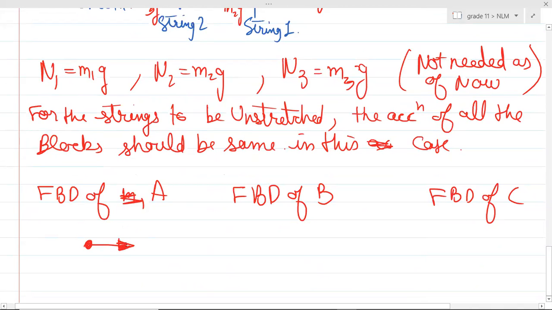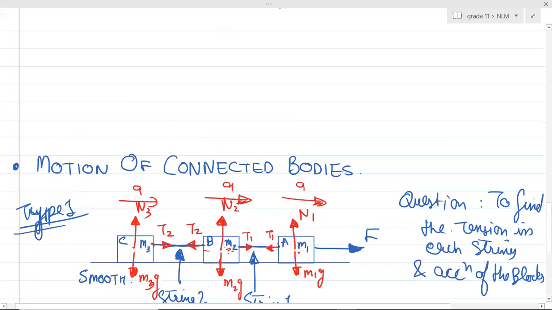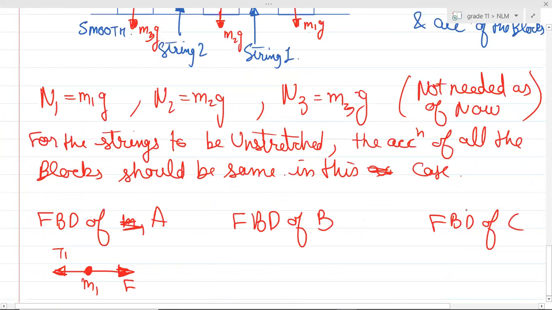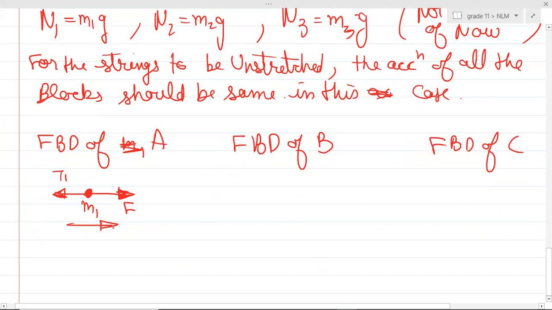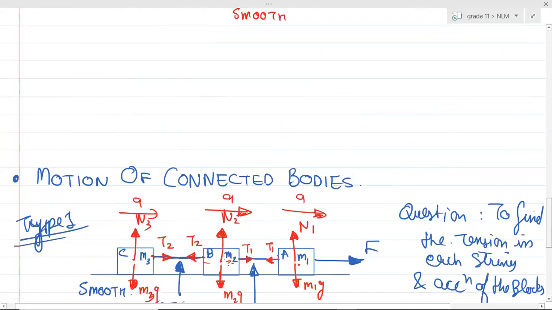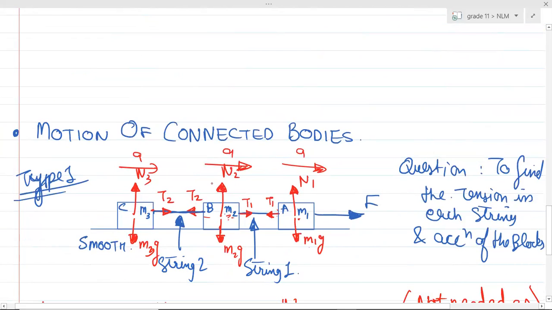So on the block of mass M1, F is acting towards the right, and T1 is acting towards the left. Can you see over here? T1 acting towards the left and F acting towards the right. Yes or no, guys? And this object is going with an acceleration. What is the acceleration of this object? A, right? Similarly, if I draw a free body diagram of B, first draw the diagram, otherwise you will be confused. Draw the diagram, draw the forces.